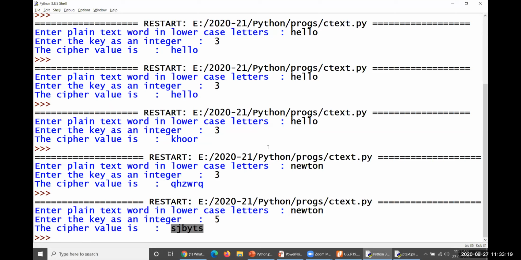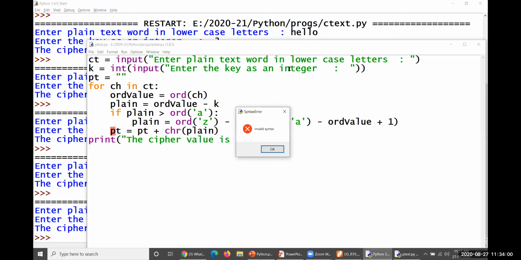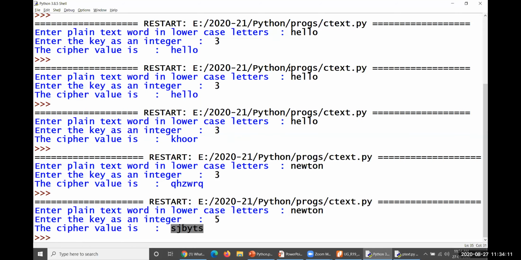So PT will be equal to PT plus, okay, let me change this particular value. Wait for a while. Sorry, it is also plain. Let me run this program. There is a syntax error here: one more extra closing brace is required here, so that is why it is coming like that.